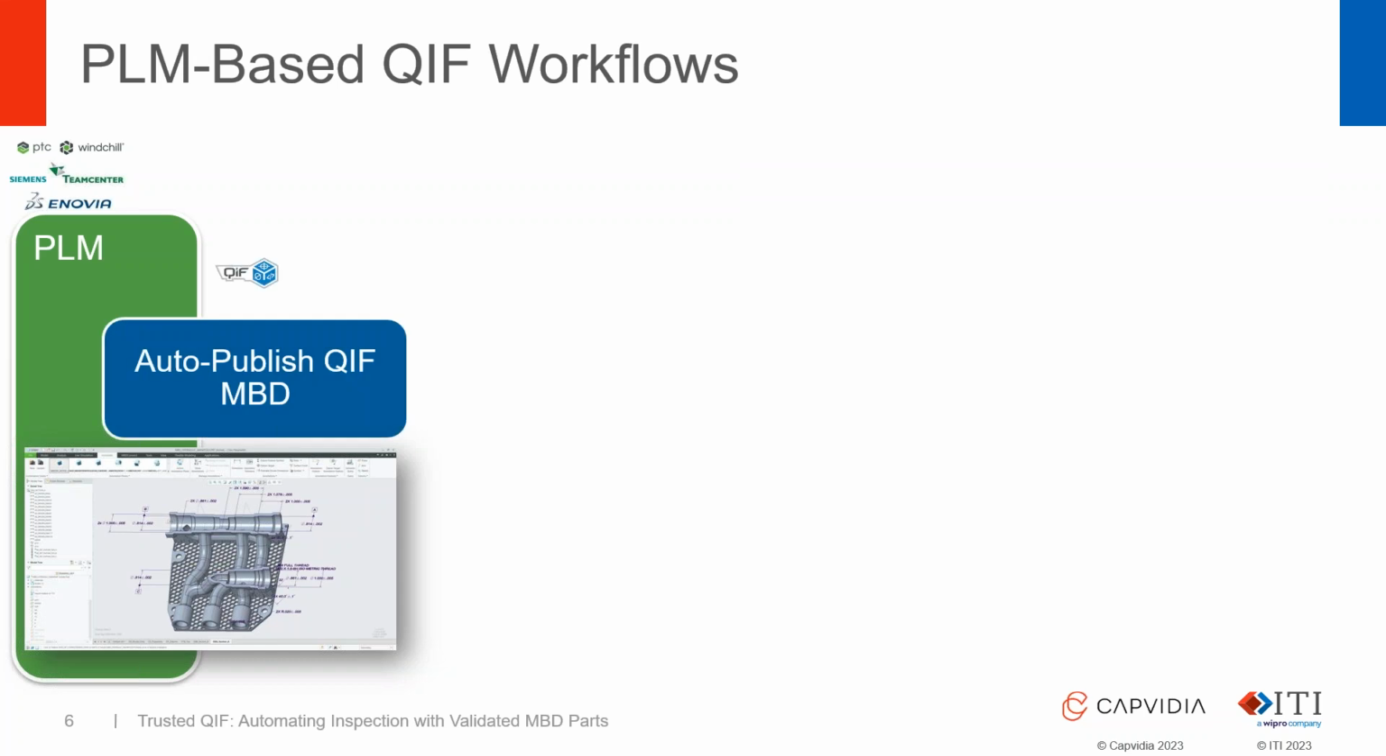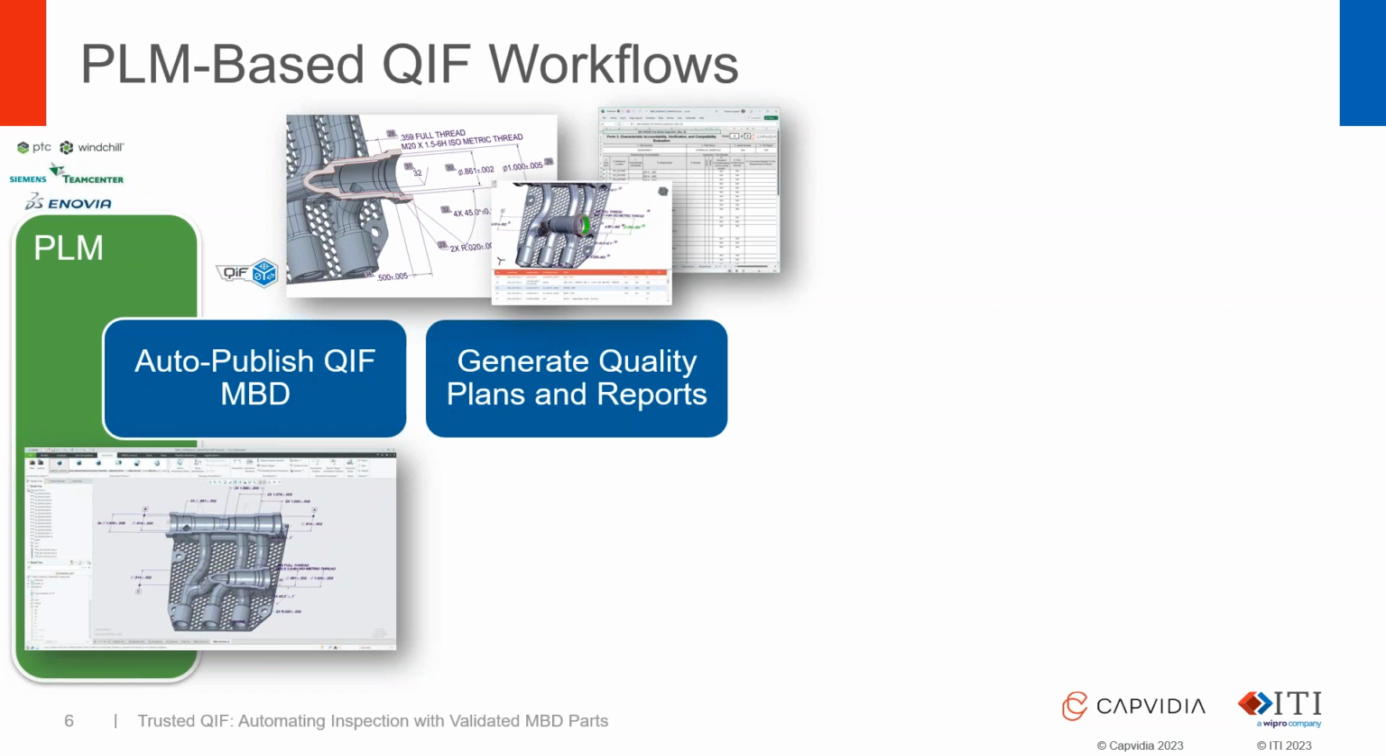What we'll see is that after publishing this QIF MBE model automatically from the PLM, now we have a QIF ready for consumption. One of the first things that we'll do here is we'll generate some quality plans and some quality reports. This is often called the process of ballooning the model, and then generating these reports might be like a first article inspection report or a PPAP report. Depending on which industry you're in, there are different terms for these different types of inspection reports.